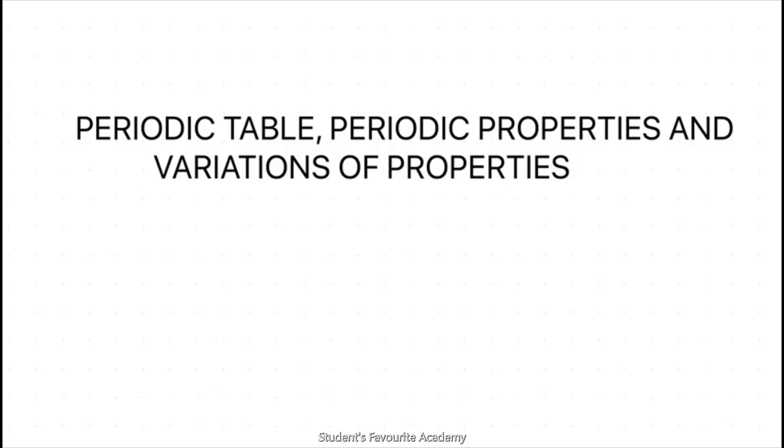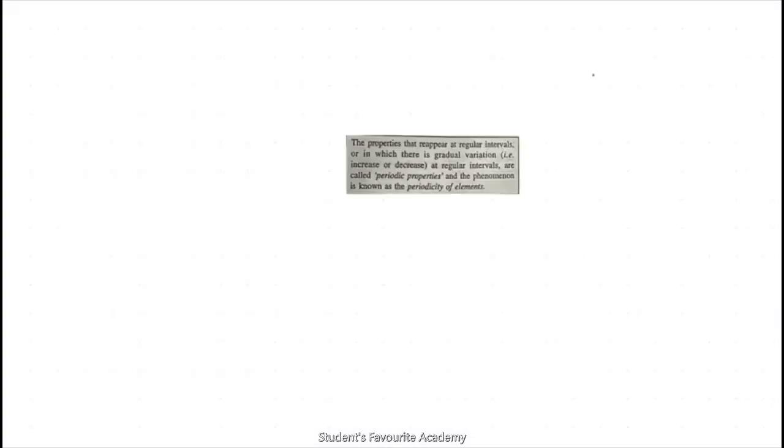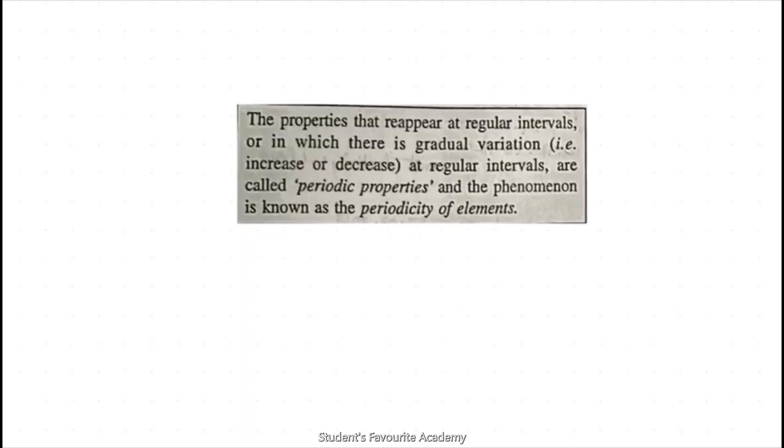elements. Now today, as we proceed children, we will be moving to the new topic that is called periodicity. Now we'll be discussing what is periodicity. So if you see, the periodicity is called what? The property that reappears at regular intervals or in which there is a gradual variation.